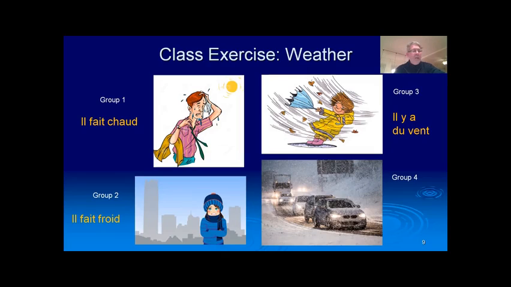Let's go to number 4, and let's go to Stella. Stella, what did your group decide number 4 shows us? What kind of weather? Absolutely, il neige, right? Because you can see the cars there and the snow is coming down. So il neige is it's snowing. Excellent job. All right, guys.